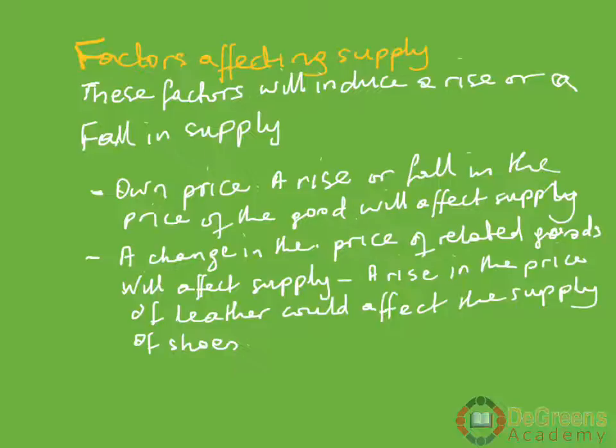Now, we have the next factor which affects supply, which is a change in the price of related goods. A change in the price of related goods will affect supply. You see, and related goods are what? Perhaps the materials that are used in producing that good. A rise in the price of leather, for example, can affect the supply of shoes, because if leather is expensive, the shoe producer may decide not to produce shoes or to produce less.